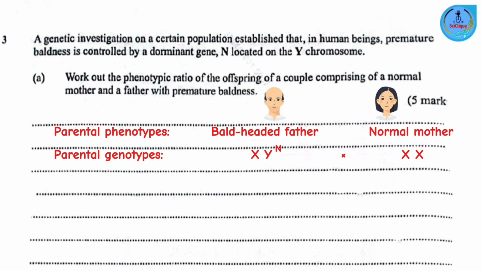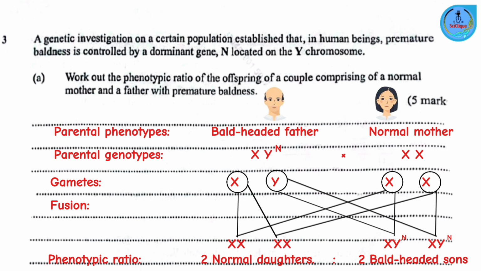Now coming back to our question, our parental phenotypes are as such. The mother is normal. The father, of course, is bald. Our genotypes, mother XX, the father XY, but we are going to add N. Remember, we have been told to use capital N as representative of the gene. Now, this is only going to be present on the Y chromosome because this particular gene is absent on the X chromosome. So there we have it. Next step, we are going to separate these into their gametes. So XX and X, Y with N, just the way they are.